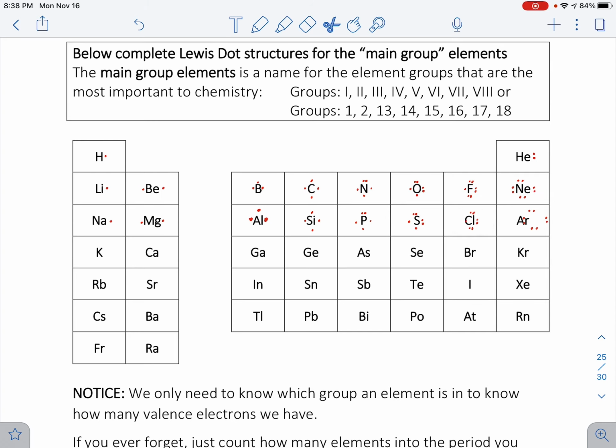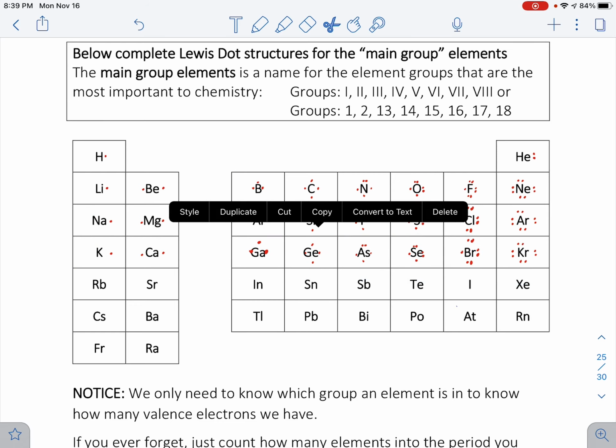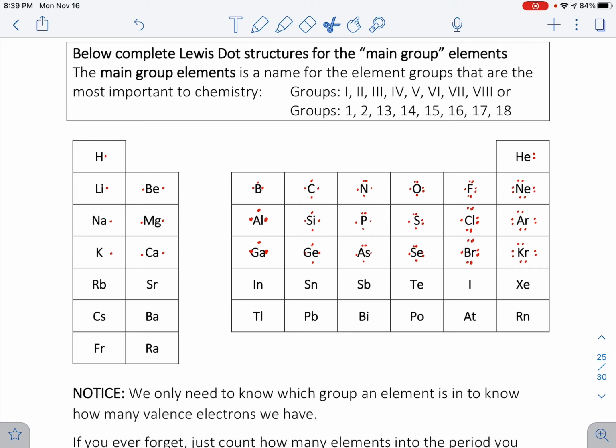Anything in the boron group has 3 electrons. Anything in the silicon group has 4 electrons on the outside. Anything in the nitrogen group has 5 electrons. The sulfur group, or the oxygen group, has 6 electrons on the outside, and the noble gases always have a full shell. Let's see if I can get it to do it again. That's looking a little bit better. Close.